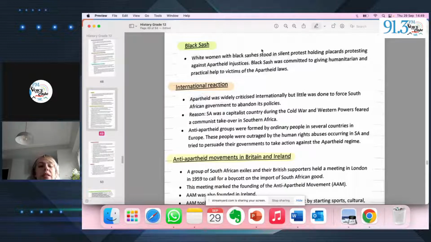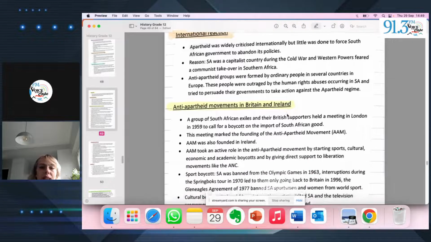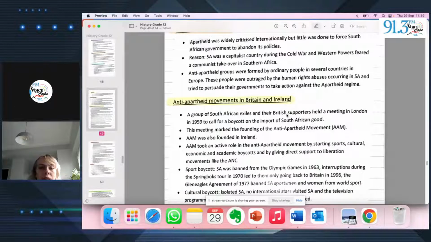And then the international reaction to apartheid. So apartheid was widely criticized internationally, but little was done to force the South African government to abandon its policies. So the reason is obviously the Cold War. South Africa was a capitalist country, and Western powers feared that communism would take over in South Africa.